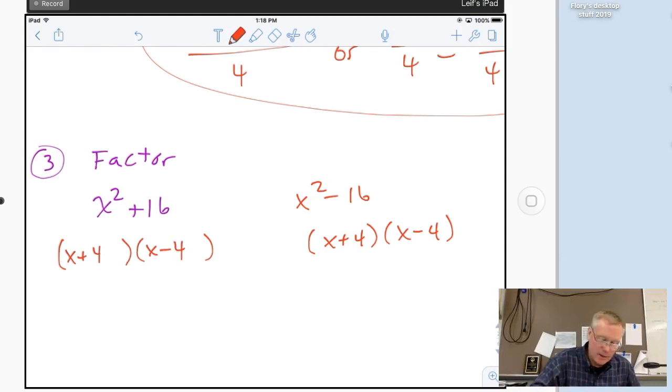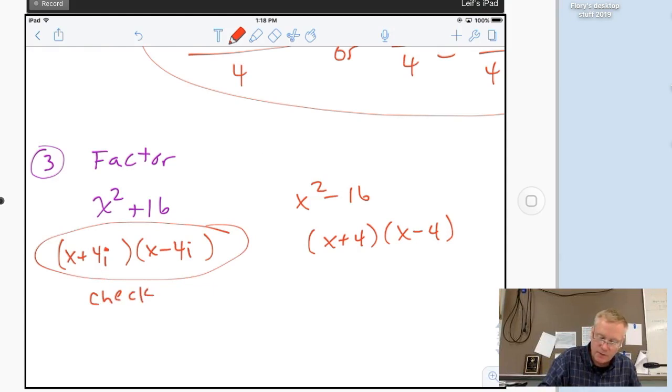Because you have to put an i on both of these. Okay, so this is actually the answer. And if you want to check this by FOIL, this is where it probably gets interesting.